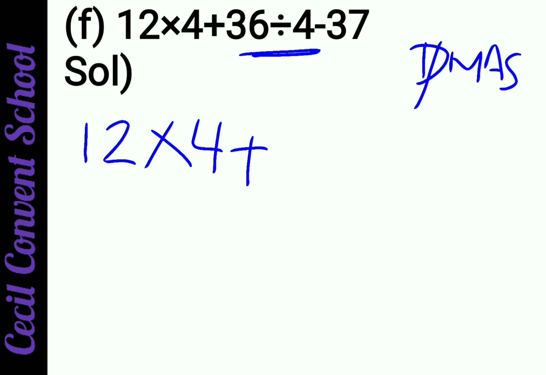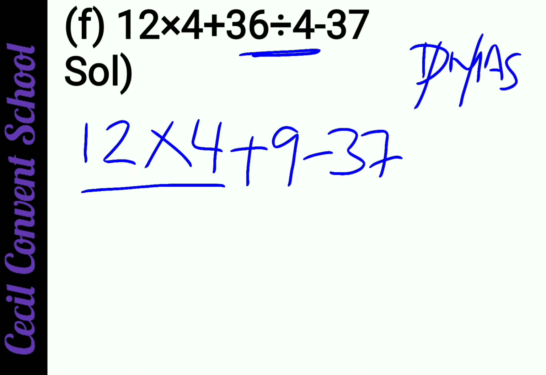Now 36 divided by 4, you can divide in the side also, make a rough column and then do it. Because in the 4 table 36 comes at 9, so you will write 9 here in place of 36 and 4. Now minus 37. Clear? After D, M, you have to see multiply.